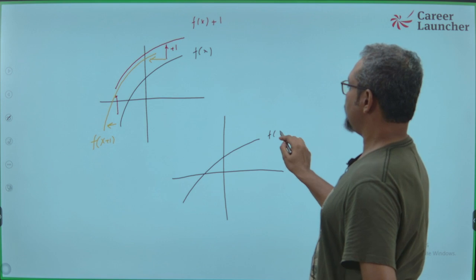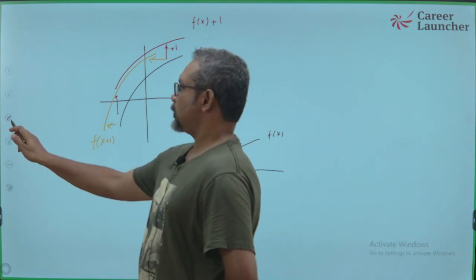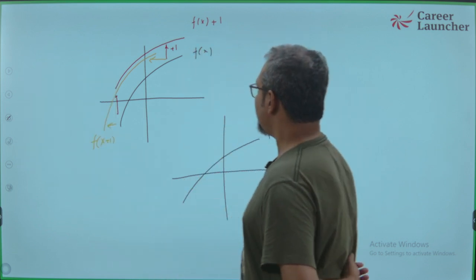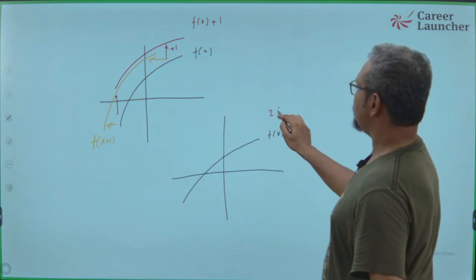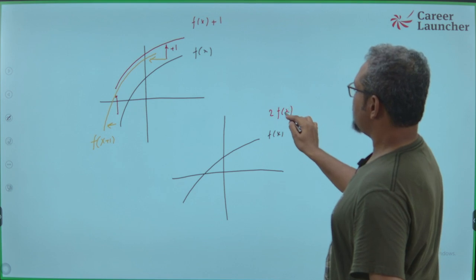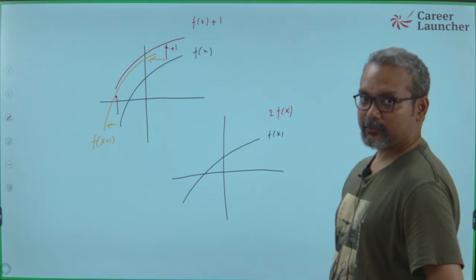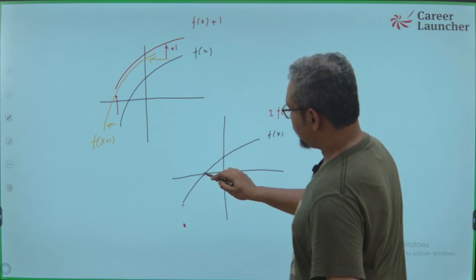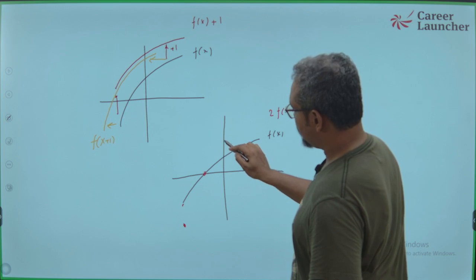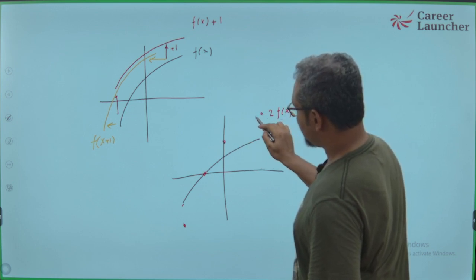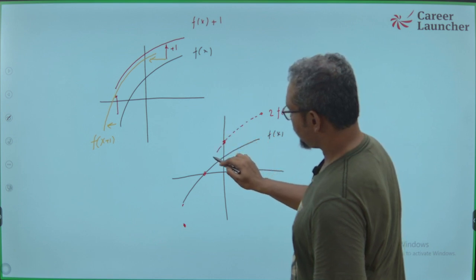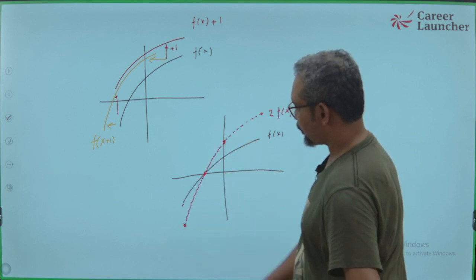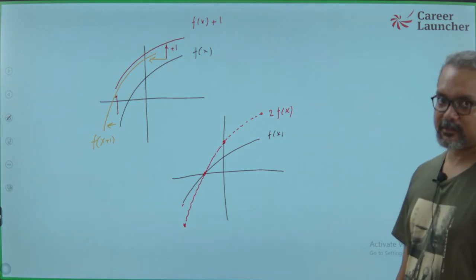Next, if this is f(x), let's look at multipliers. If I want to find the graph of 2 times f(x), that means I am multiplying every y value by 2. So these y values will become more negative. This y value, which is 0, will remain there. This will become more positive. So the graph will go like this. That is 2 times f(x).